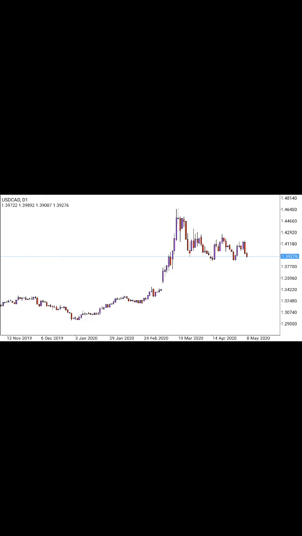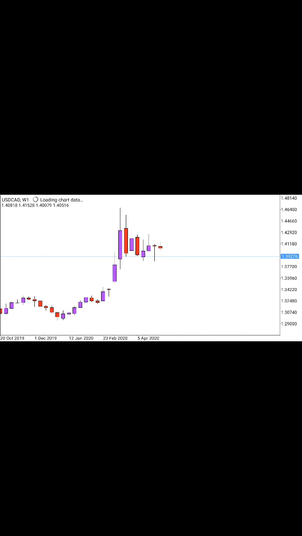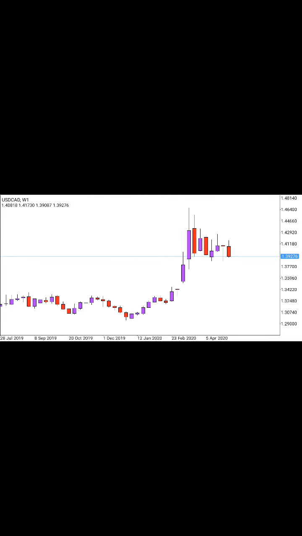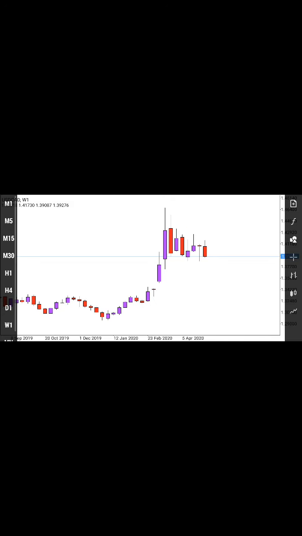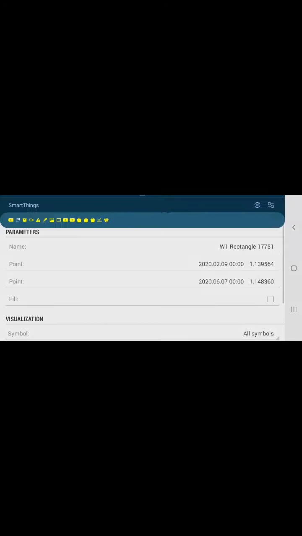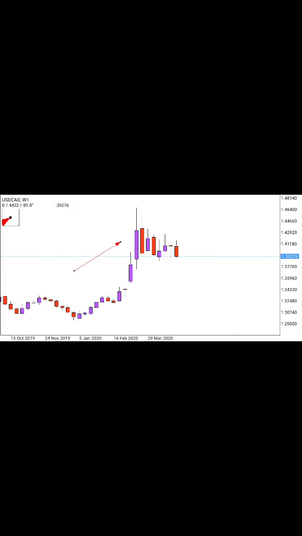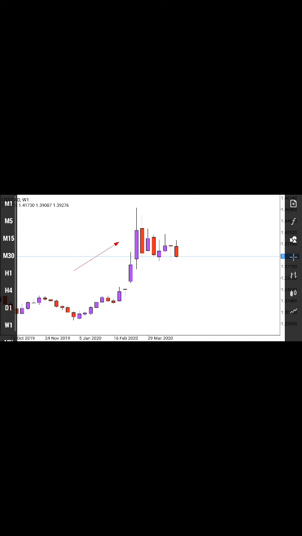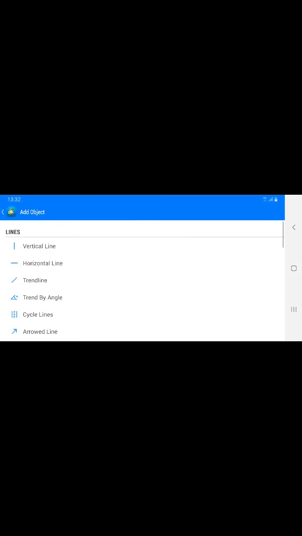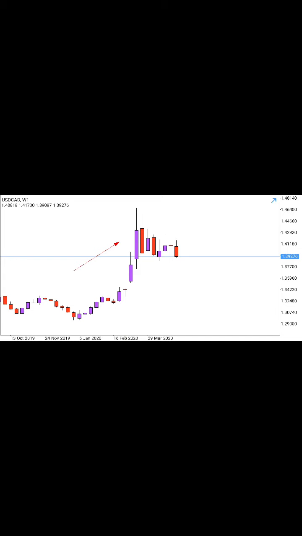Okay, so I'll just see what is happening and what am I seeing at the weekly. I'll start with the weekly. From the weekly, what do I see? I see a weekly inside bar. This weekly inside bar can mean a continuation of a trend or a reversal of a trend. Before this inside bar is formed, price is in an uptrend.